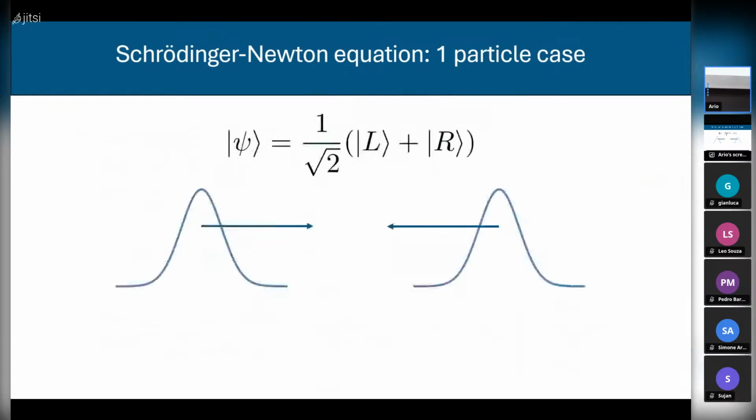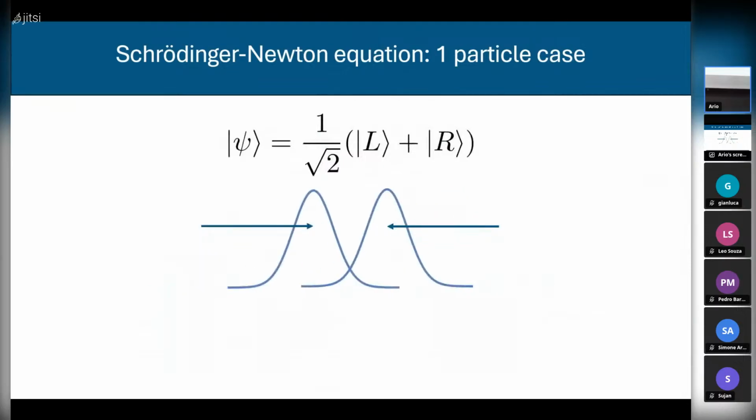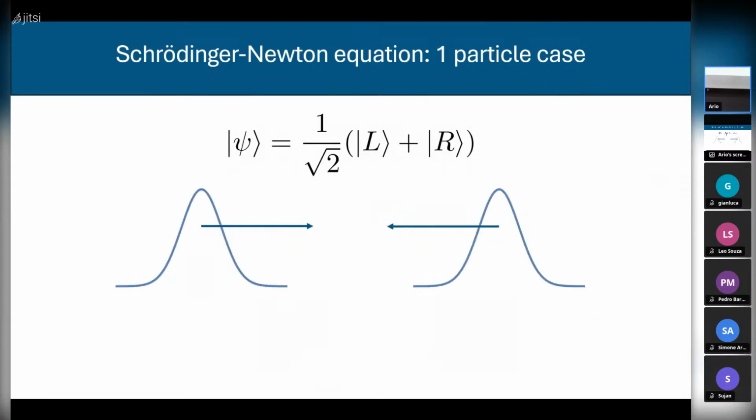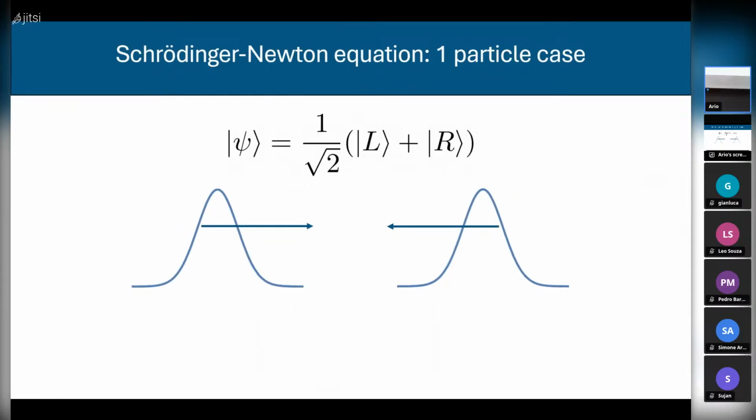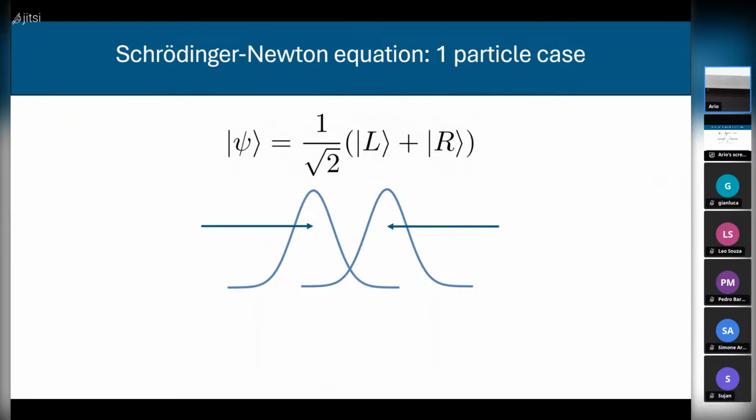So the main effect of this equation for one particle is the following. If you have a superposition of two Gaussians, for example, one on the left, one on the right, in the end this attractive gravitational potential gives you an attractive force between the branches of the superposition. This is the main feature of this model, let's say.